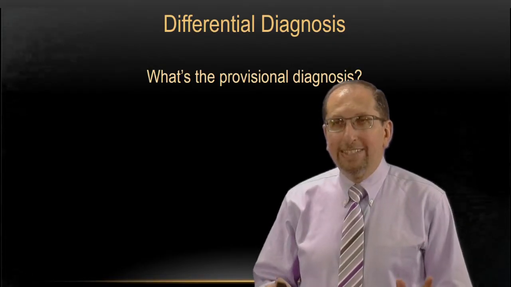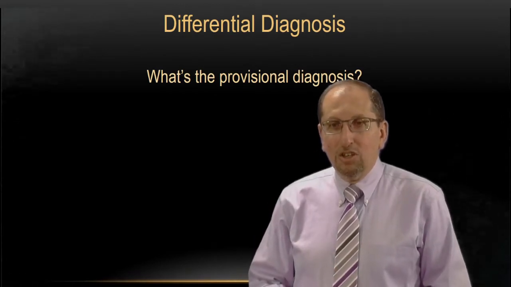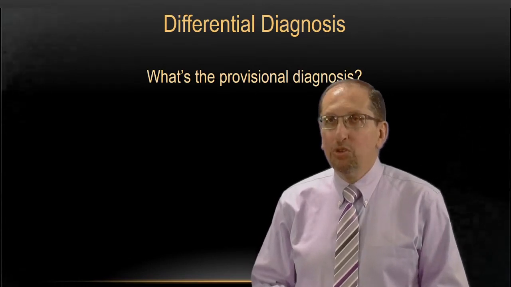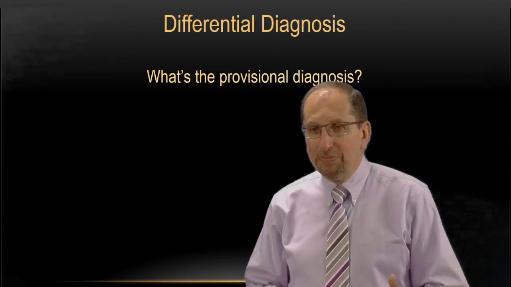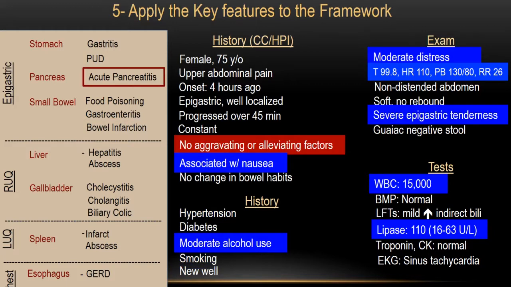So now it's time to have our differential diagnosis list. We start with what's the most probable diagnosis in this case? What's your working diagnosis? What's your provisional diagnosis? Let's review. Bowel infarction. It seems that everything argues in favor of bowel infarction. And the second most possible diagnosis is going to be acute pancreatitis. So we have two things that are most likely to be the cause of the patient's problem.